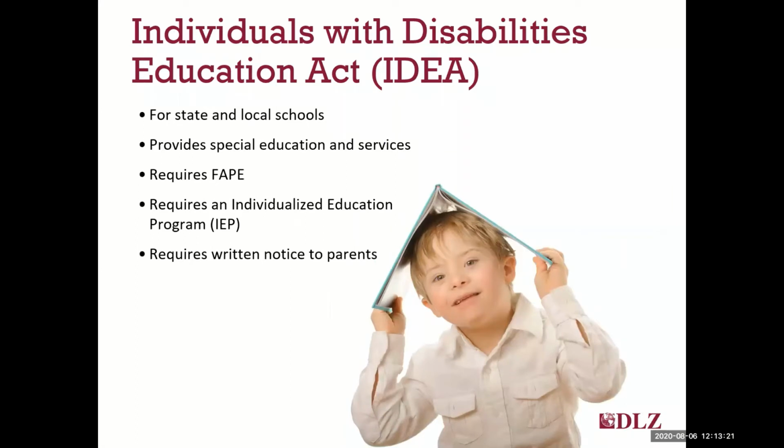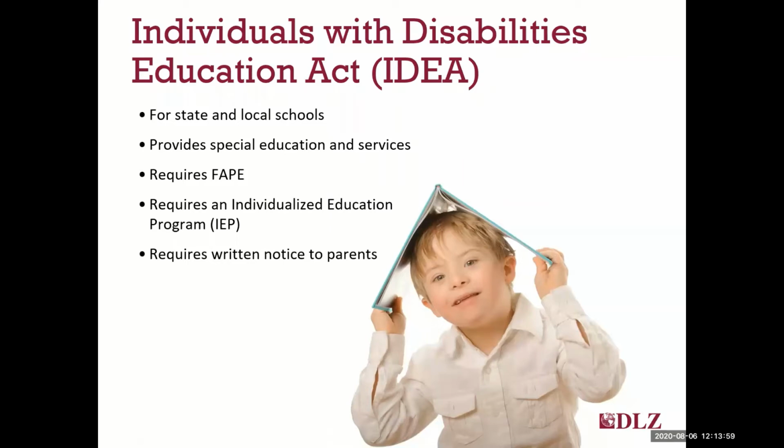Next, the Individuals with Disabilities Education Act, or IDEA, applies to state and local schools. This law was known previously as the Education for All Handicapped Children Act until 1990. IDEA covers all children who are deemed eligible within a specific disability category. These children need special education and related services covered under IDEA. IDEA also requires a free appropriate public education, or FAPE, like the Rehabilitation Act does.